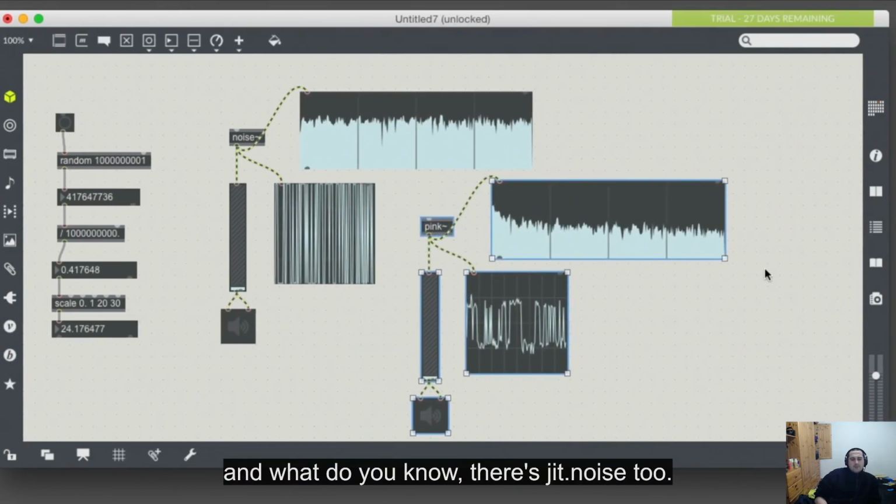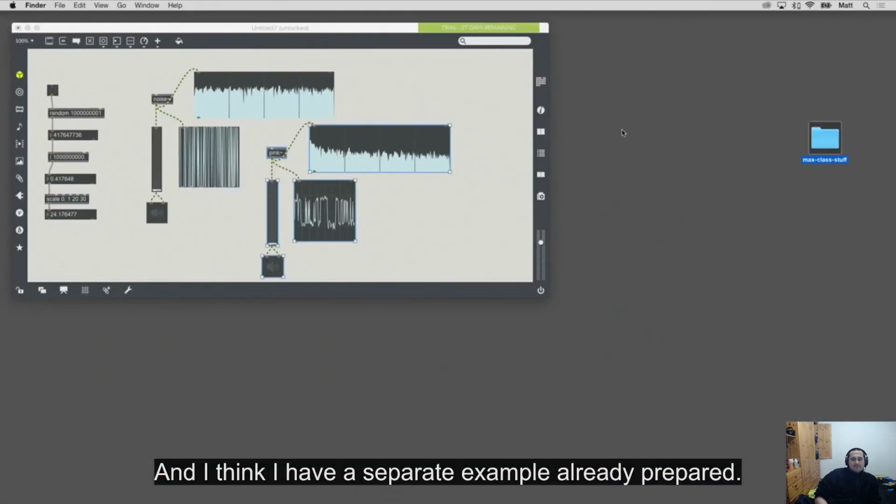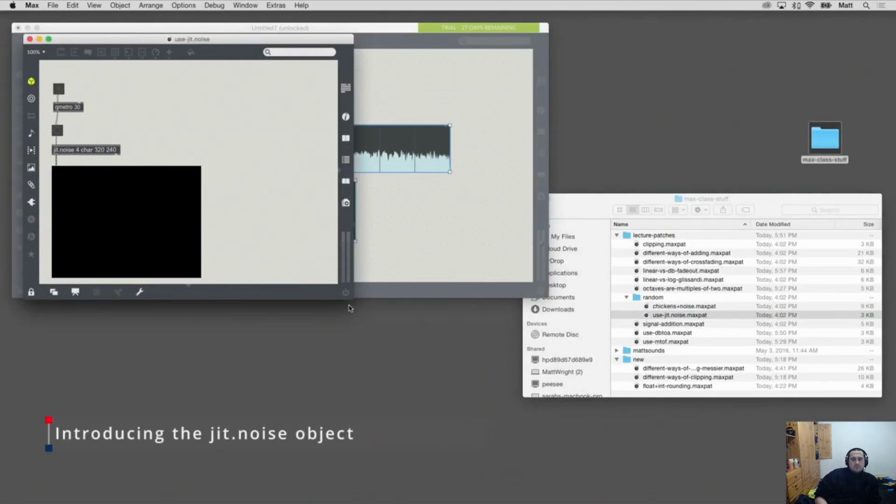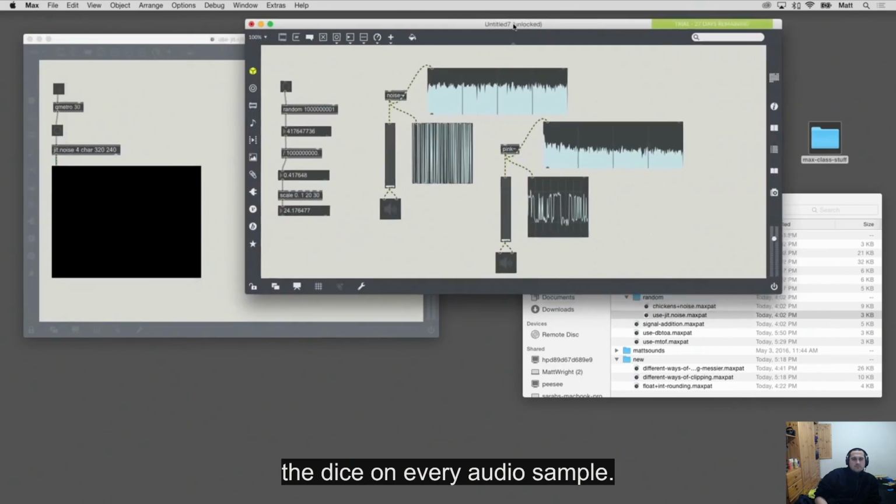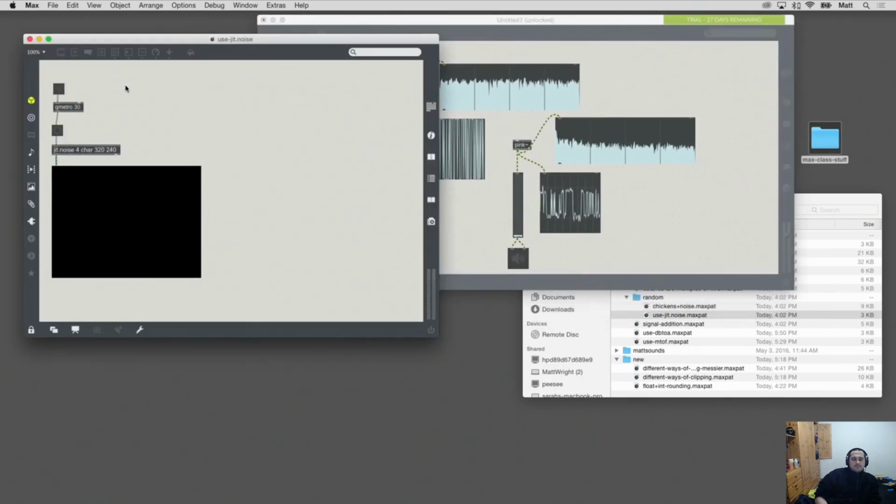And we know there's JIT noise, too. And I think I have a separate example already prepared that can show you that. Use JIT noise. To make a noise signal, you need to roll the dice on every audio sample. So you need 44,100 random numbers per second. To make a matrix of noise, you have to roll the dice once per pixel.